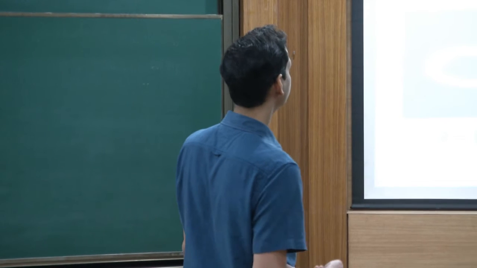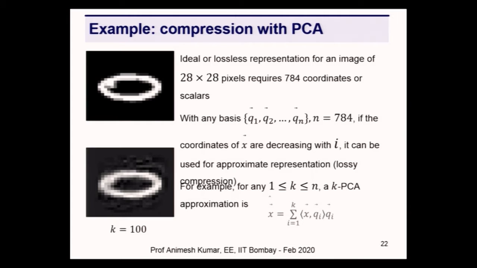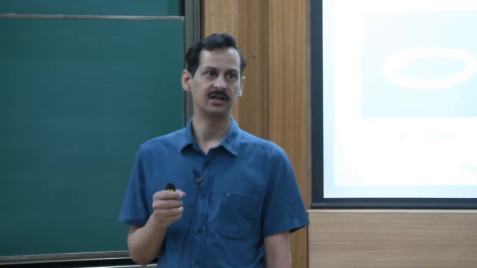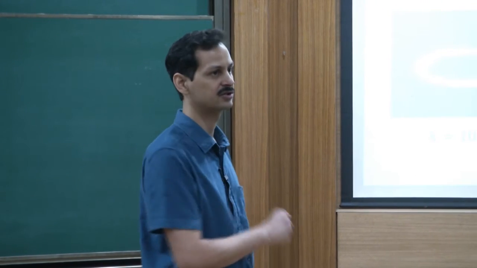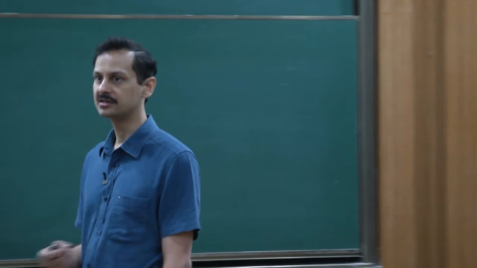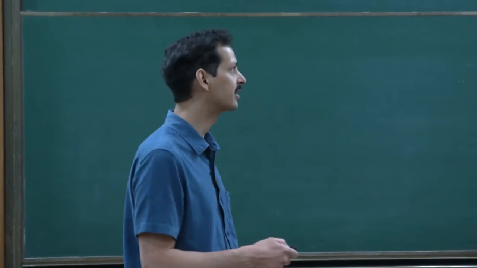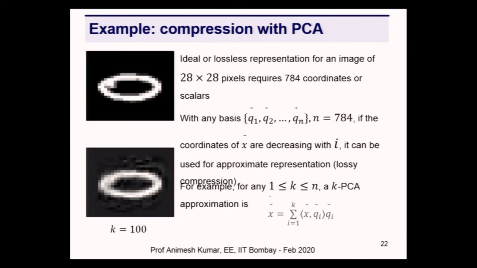So you can do what is often called compression with PCA. You can use it to compress the image, and this is how you do it. If I want an ideal or lossless representation of this image, then I need 784 coordinates or pixels. I can encode each pixel separately using a scalar from 0 to 255, and I can get this losslessly. There is no loss whatsoever, but it comes at the cost of recording 784 coordinates.